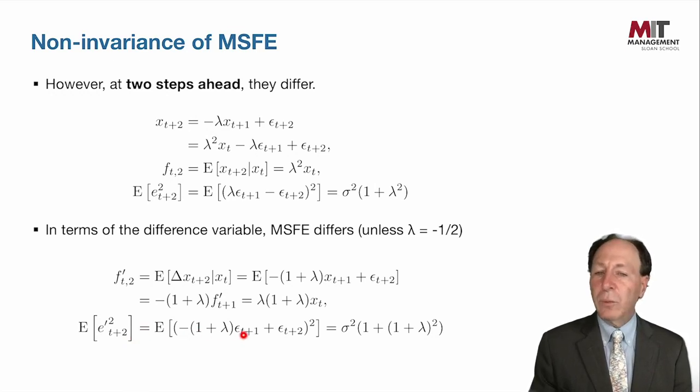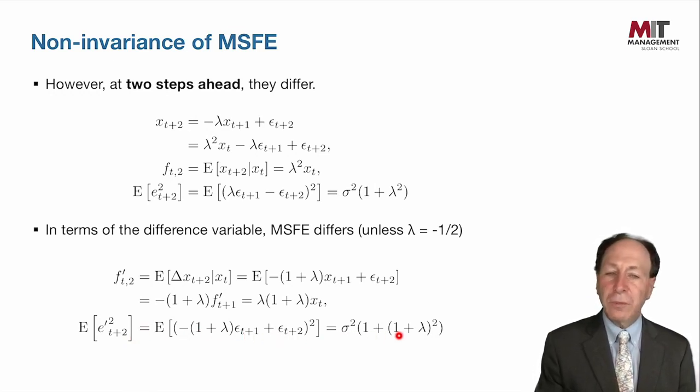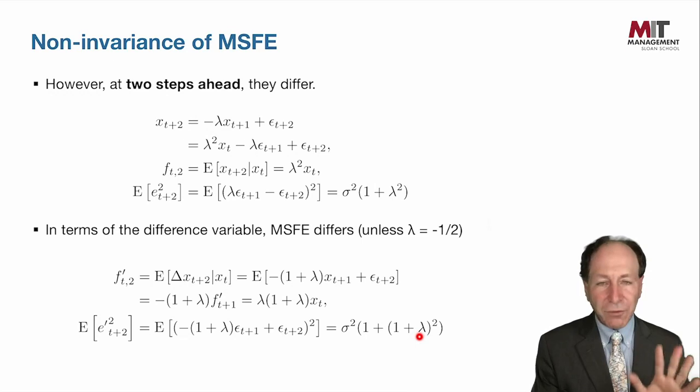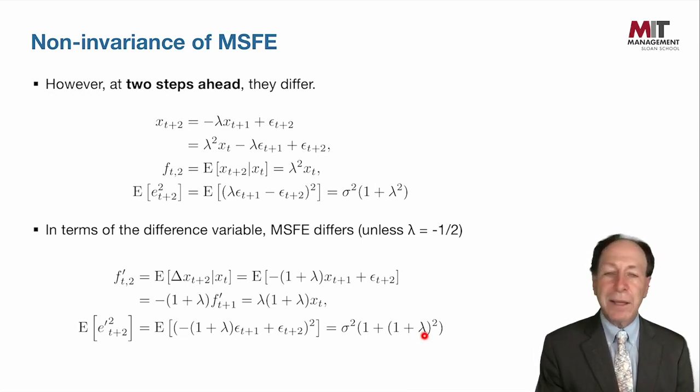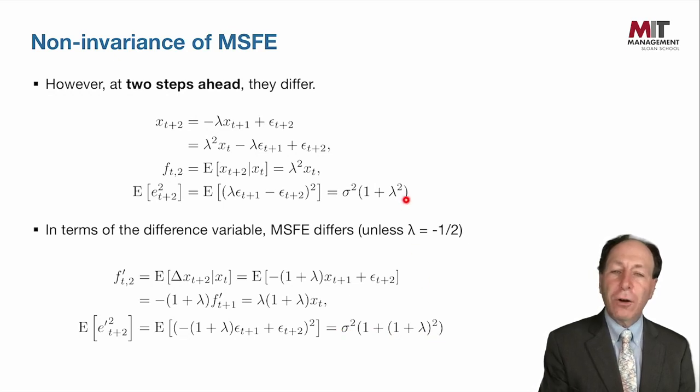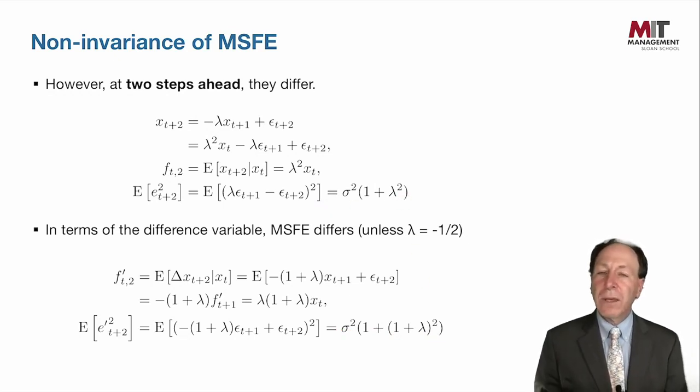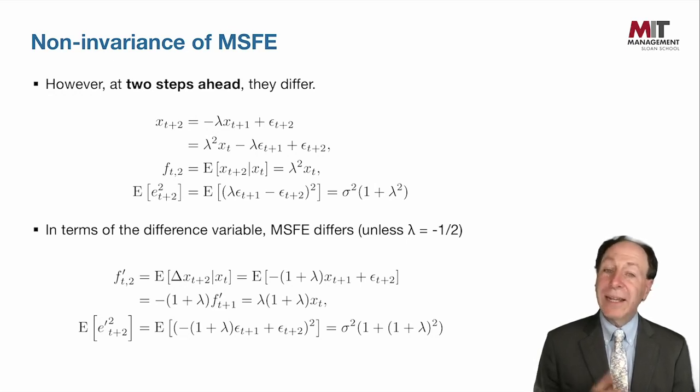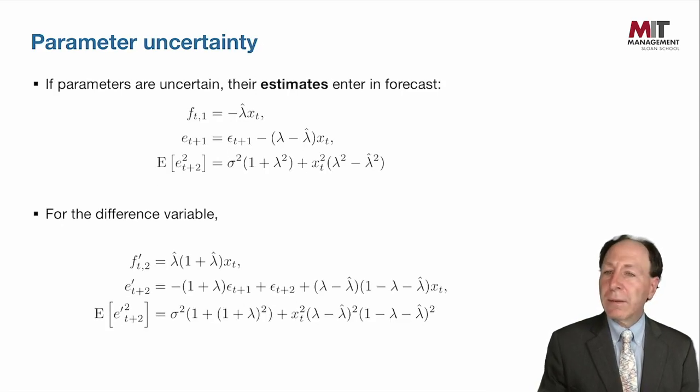And we do the algebra, and when the dust clears, we find that for general lambda, except for one special value, if lambda happens to be equal to minus a half, this expression differs from the one we found here. That says that the forecast criterion is different depending on which way we describe things.